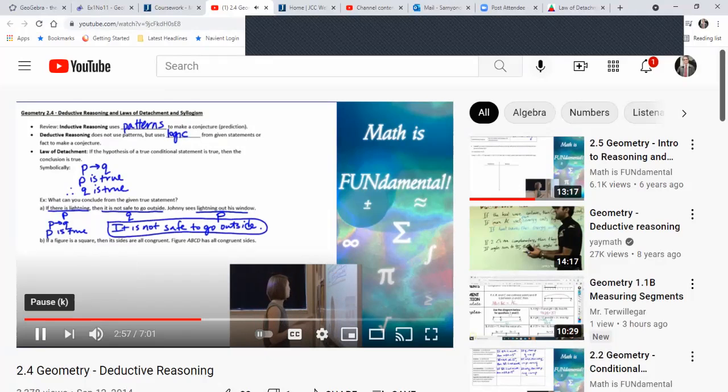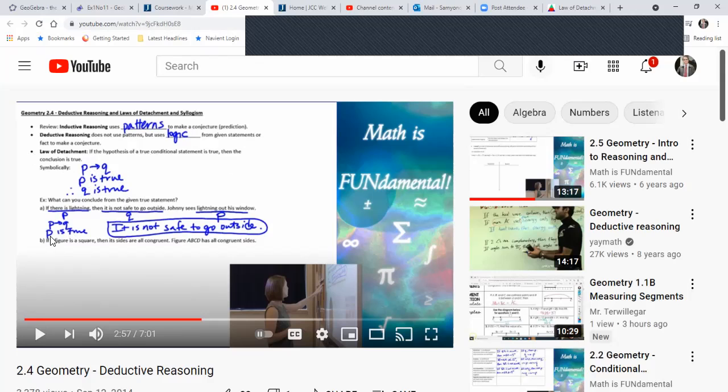Let's look at one more example. Do you have any questions? No. Yeah, I think it's clear, right? So the law of detachment says if the conditional statement is true and the hypothesis is true, then the conclusion is true. So if P then Q is true, and P is true, then Q is true.